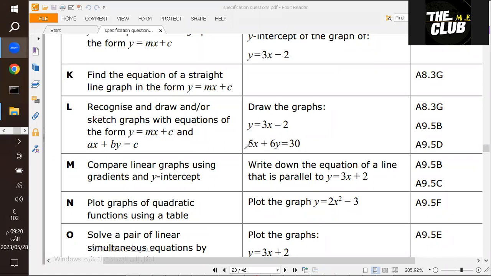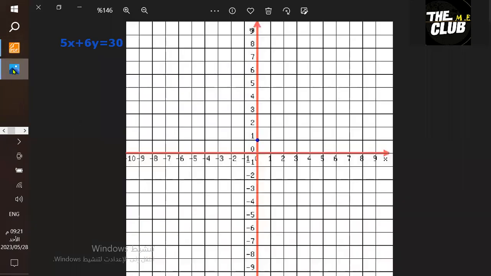Let's do the second one, 5x plus 6y equals 30, right? That's the equation. Now, I'm going to take this equation with me to the other paper, the graph most likely in example.